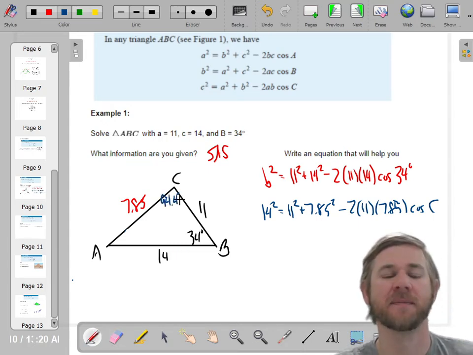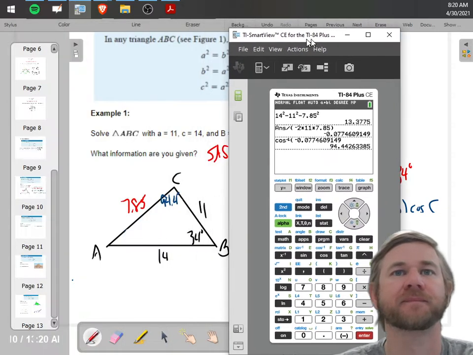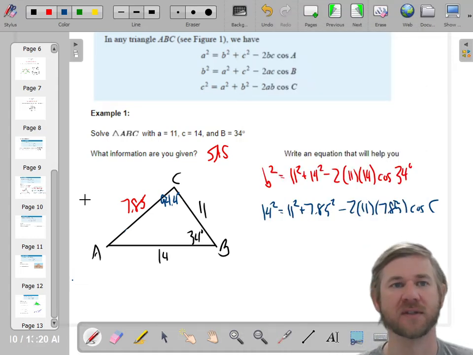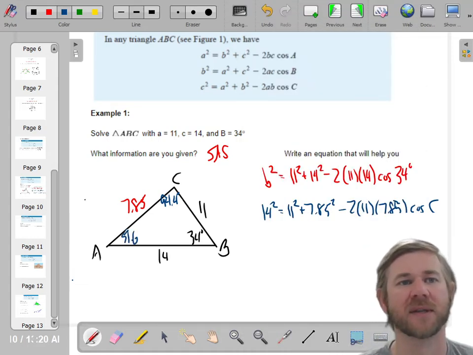And then we'll do the same thing. 180. Oh, careful. 180 minus 94.4 minus 34. And you get 51.6. That's better. 51.6. All right, that makes more sense to me. So I'm like, something doesn't seem right.